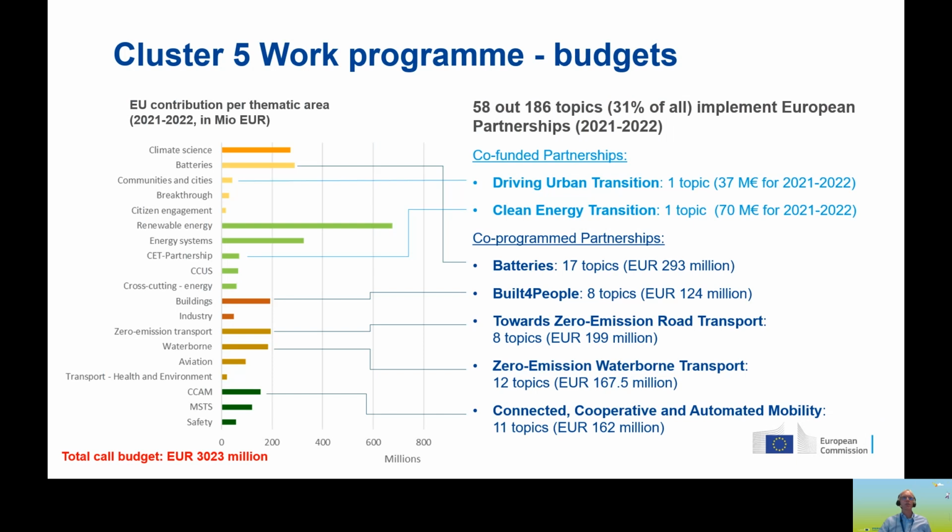Now on this slide, you see again the Cluster 5 program and the distribution of budget. The Cluster 5 program will spend more than 3 billion euros. The Cluster 5 work program implements 5 different co-programmed partnerships, and the CCAM partnership is one of those. The overall budget of the 11 topics that we have open for CCAM is 162 million euros for the first 2 years.